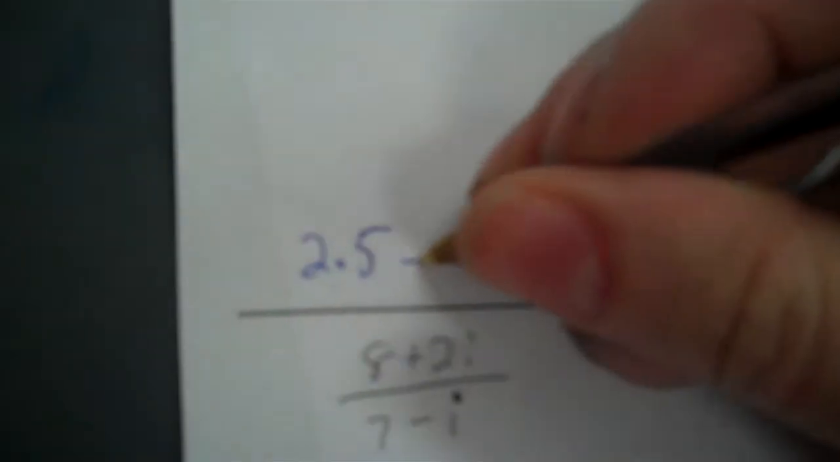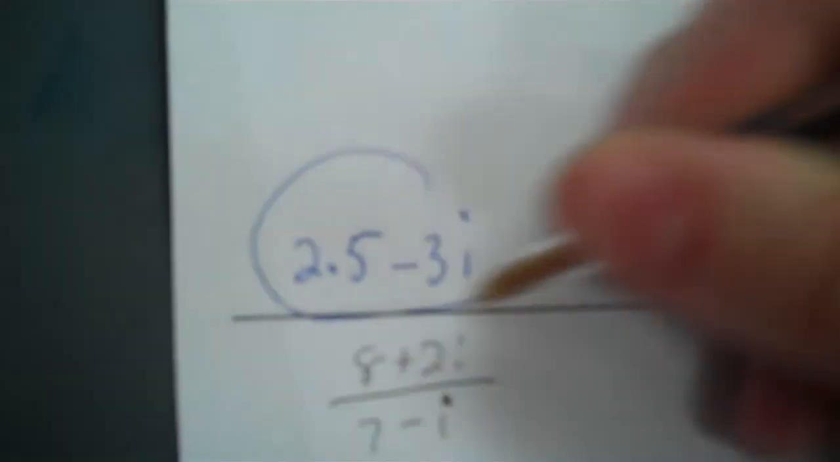Now you can go through and divide each of these top two terms by negative 2. So negative 5 divided by negative 2 is 2.5. Or you can write 2.5. I don't care. Now 6 divided by negative 2 is negative 3. But you got to remember that's still multiplied by i, so it's got to be negative 3i. There's your quotient.